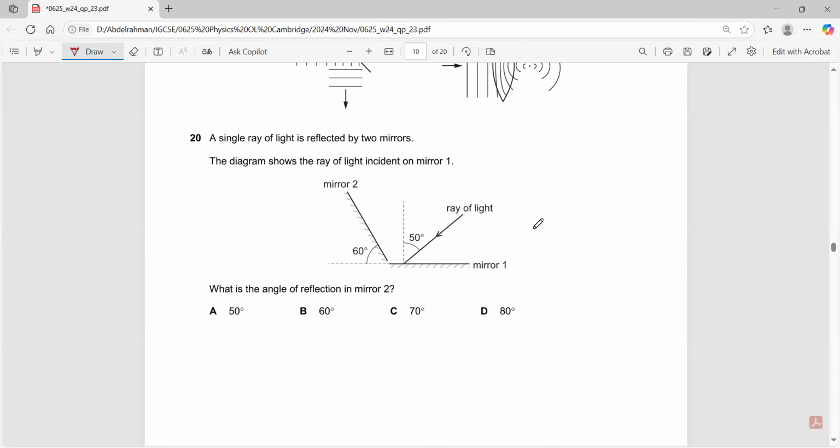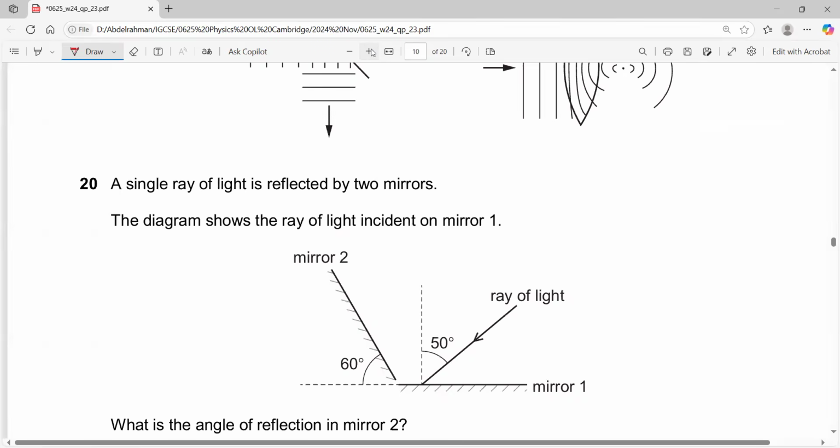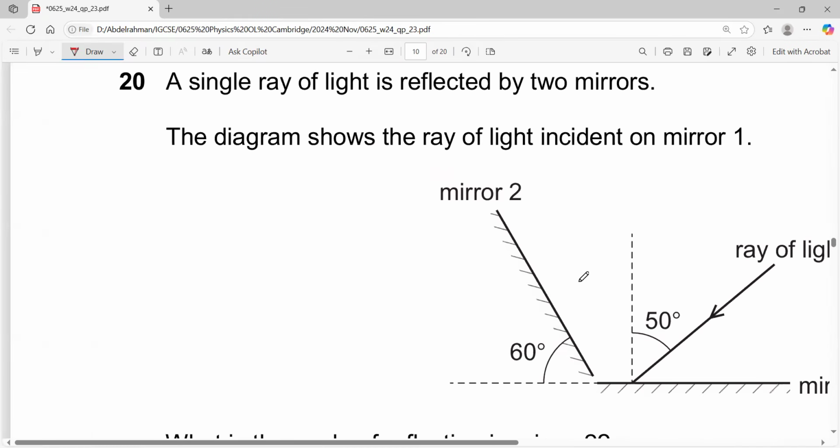A single ray of light is reflected by 2 mirrors. The diagram shows the ray in mirror 1. What is the angle of reflection at mirror 2? Okay, this is interesting. Actually, this is a really nice question. Let me zoom in and try to draw it as carefully as possible.